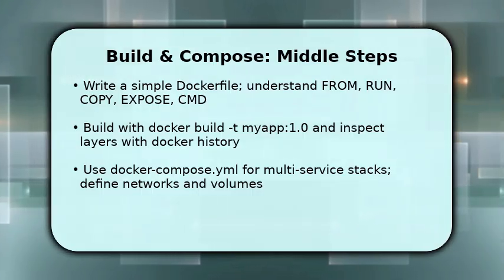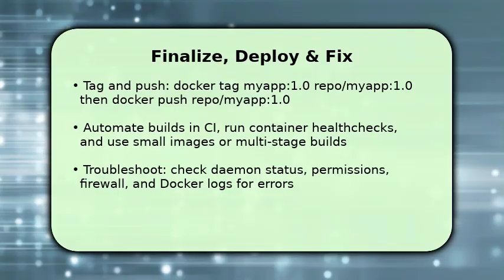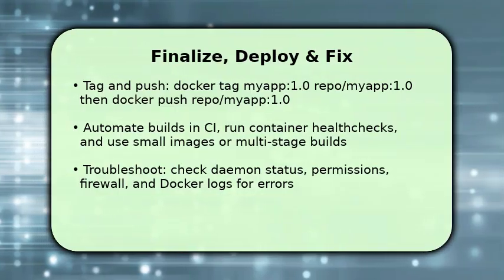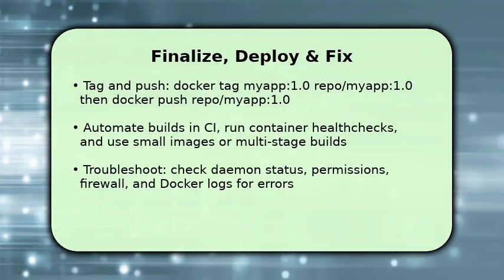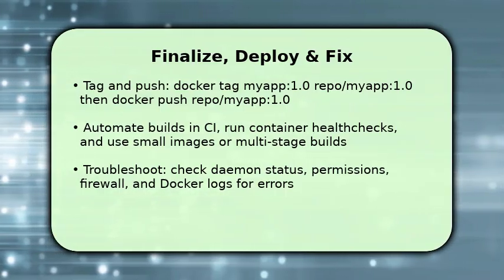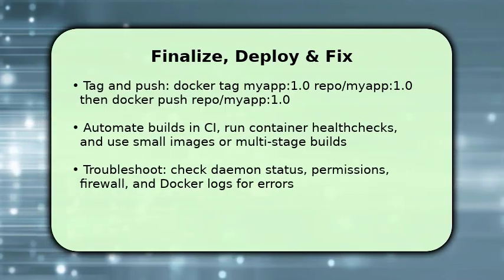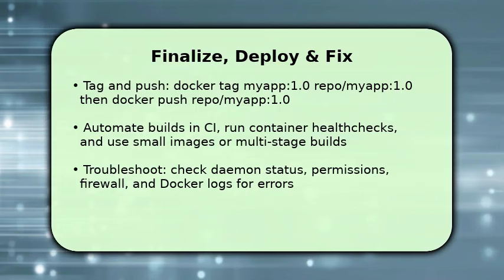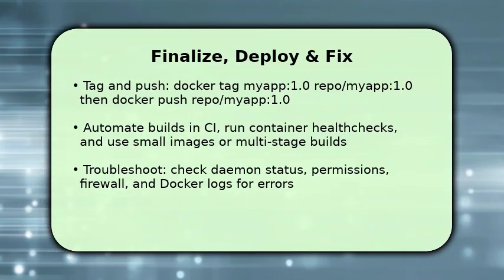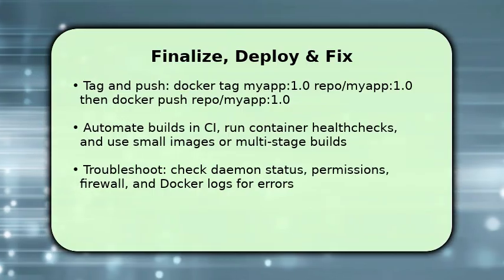Finish by packaging, deploying, and validating so your work becomes production-ready. Tag and push images to a registry, then pull and run them in another host or CI job. Automate with pipelines and include health checks. Optimize with multi-stage builds or smaller base images to cut size and attack surface, and use volumes for persistent data.